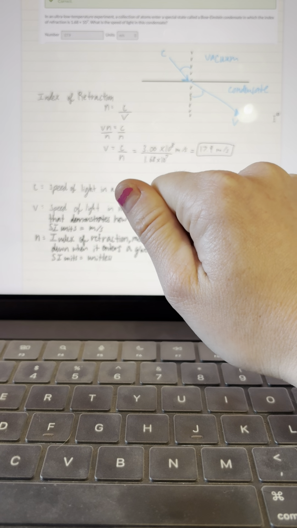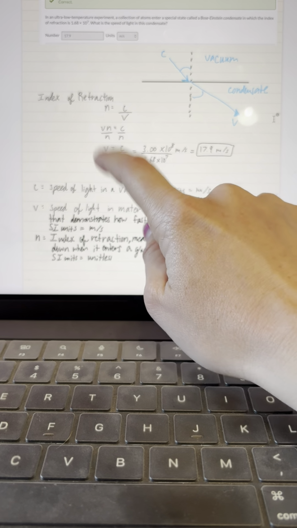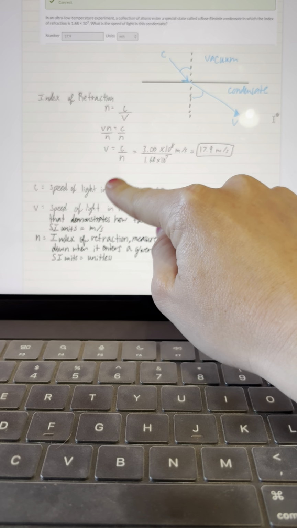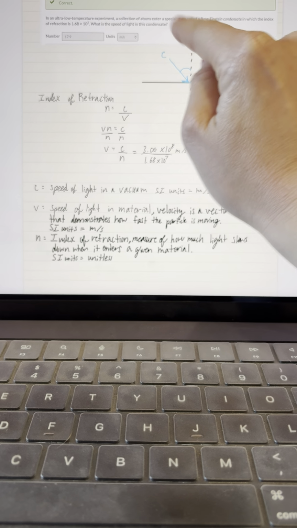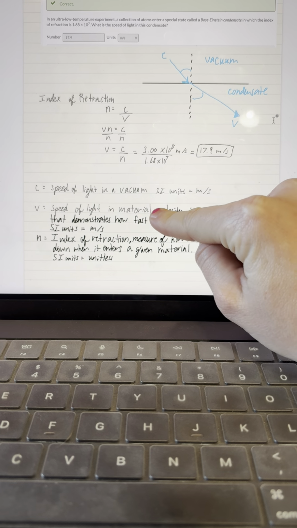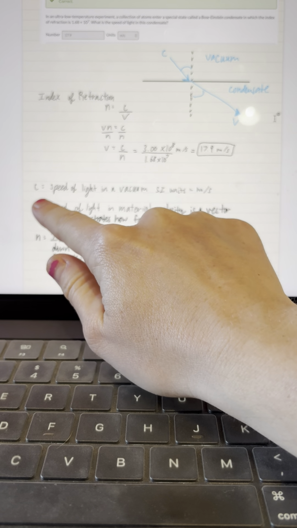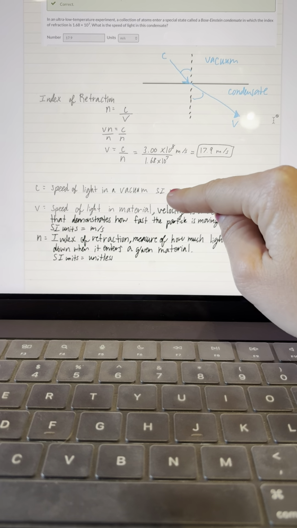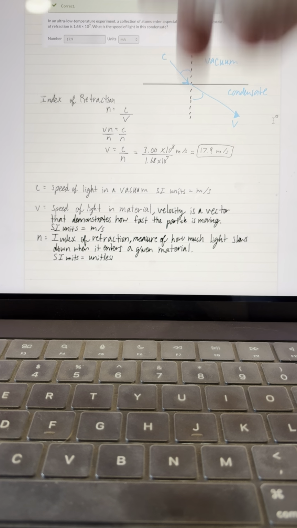And so I move this equation around to where I would get what is the speed of light of the condensate. And condensate is basically the same thing as material, so I know that I'm looking for v, and I know that I already know c because it's a constant, and we're given n, so I just have to look for v.